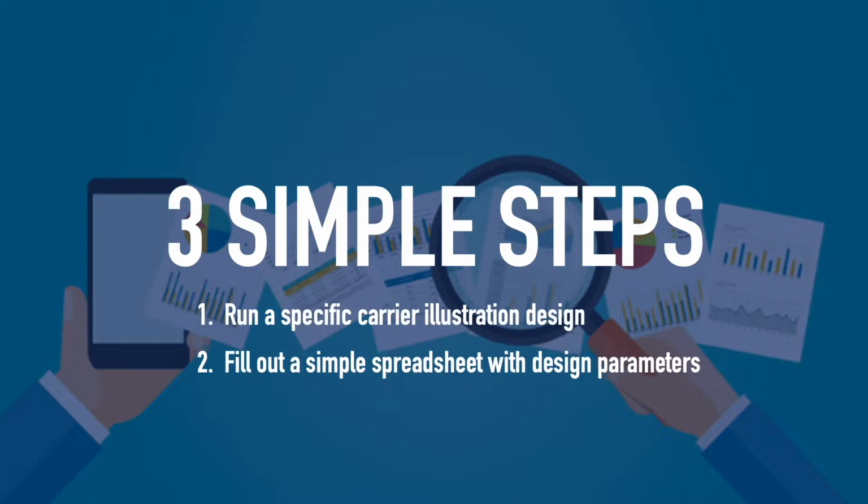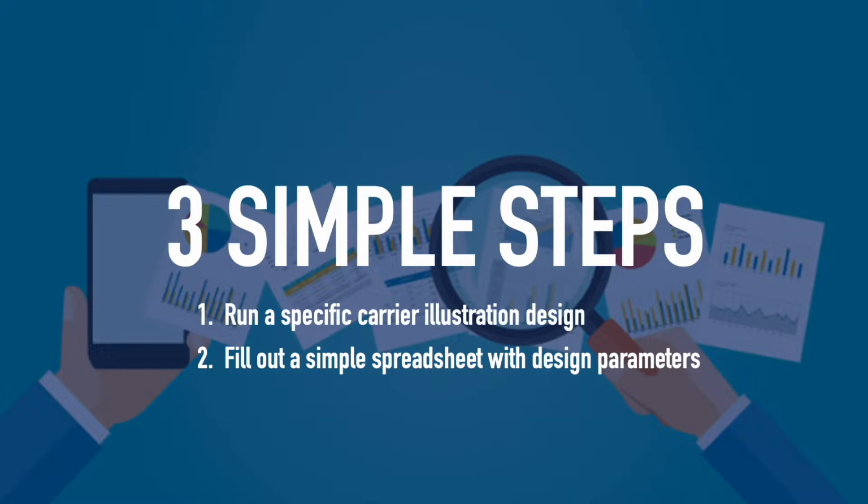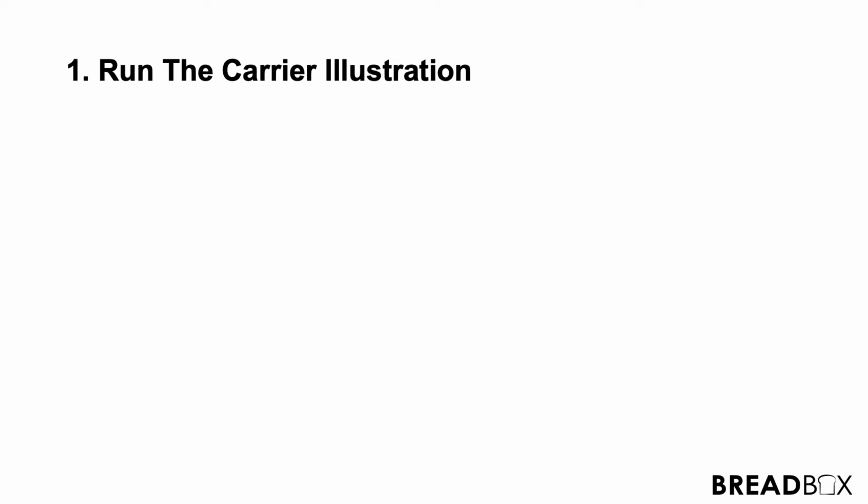We'll also have you fill out a very simple spreadsheet with design parameters of what you're looking to model in terms of floors and caps and things like that. And then once you have those two documents, you will upload those through our Breadbox online portal. Very simple. So let's first start off talking about how to run the very specific carrier illustration design.